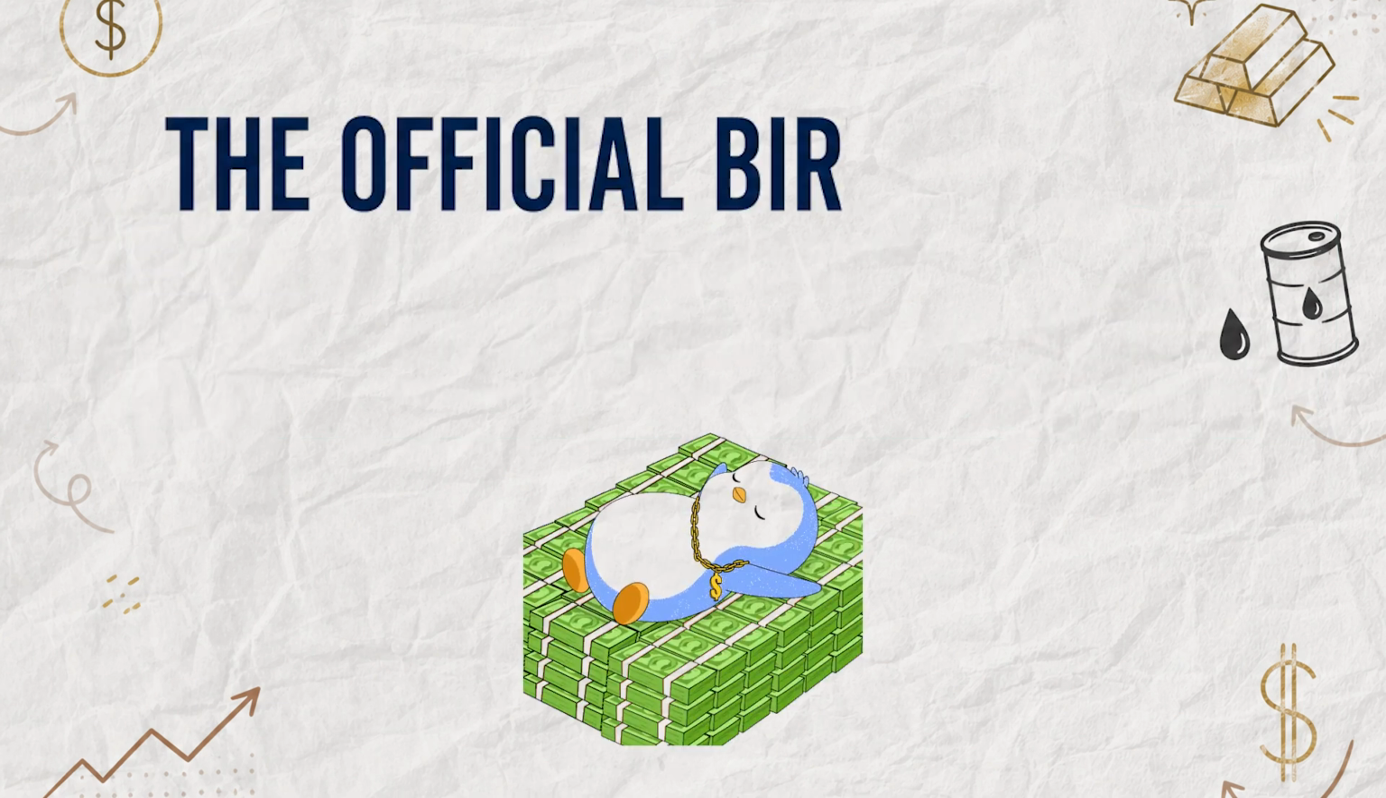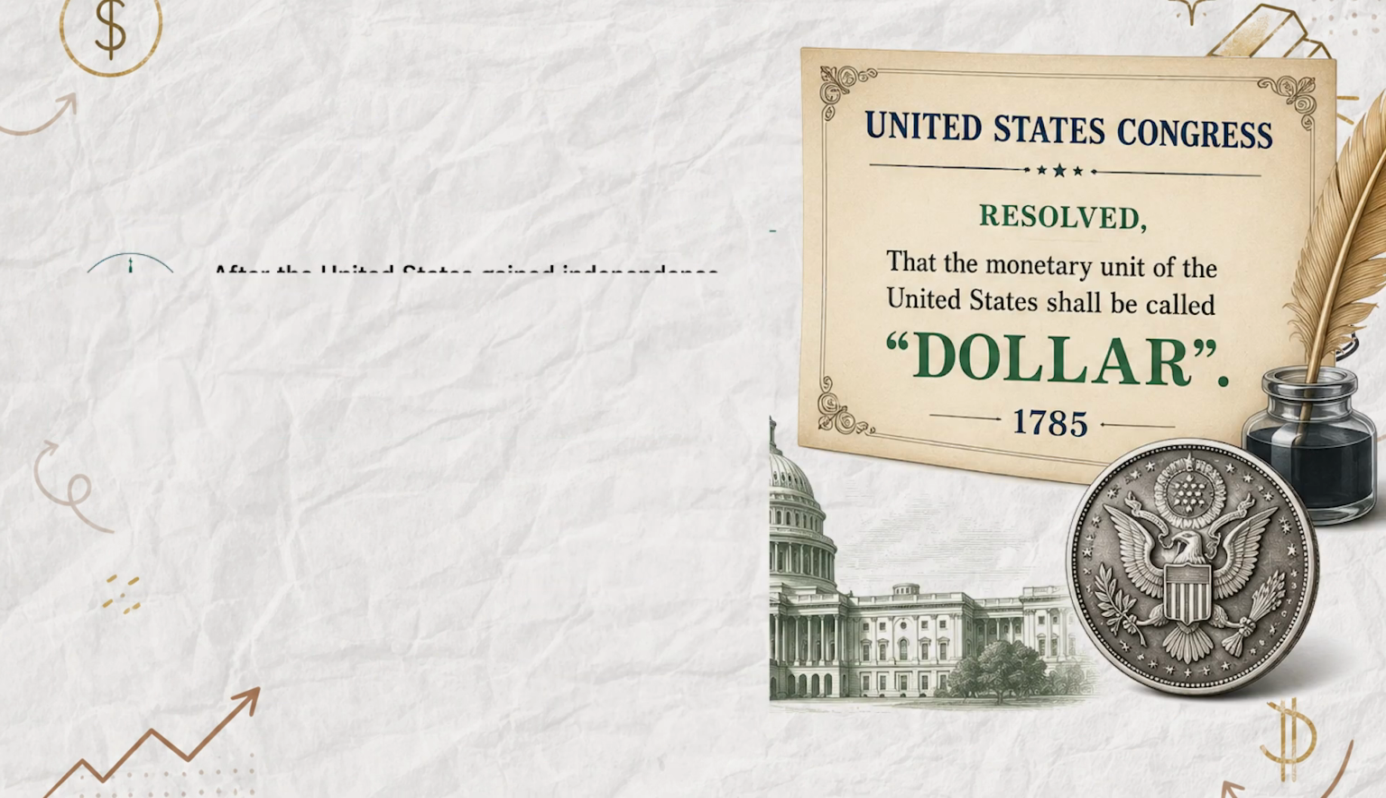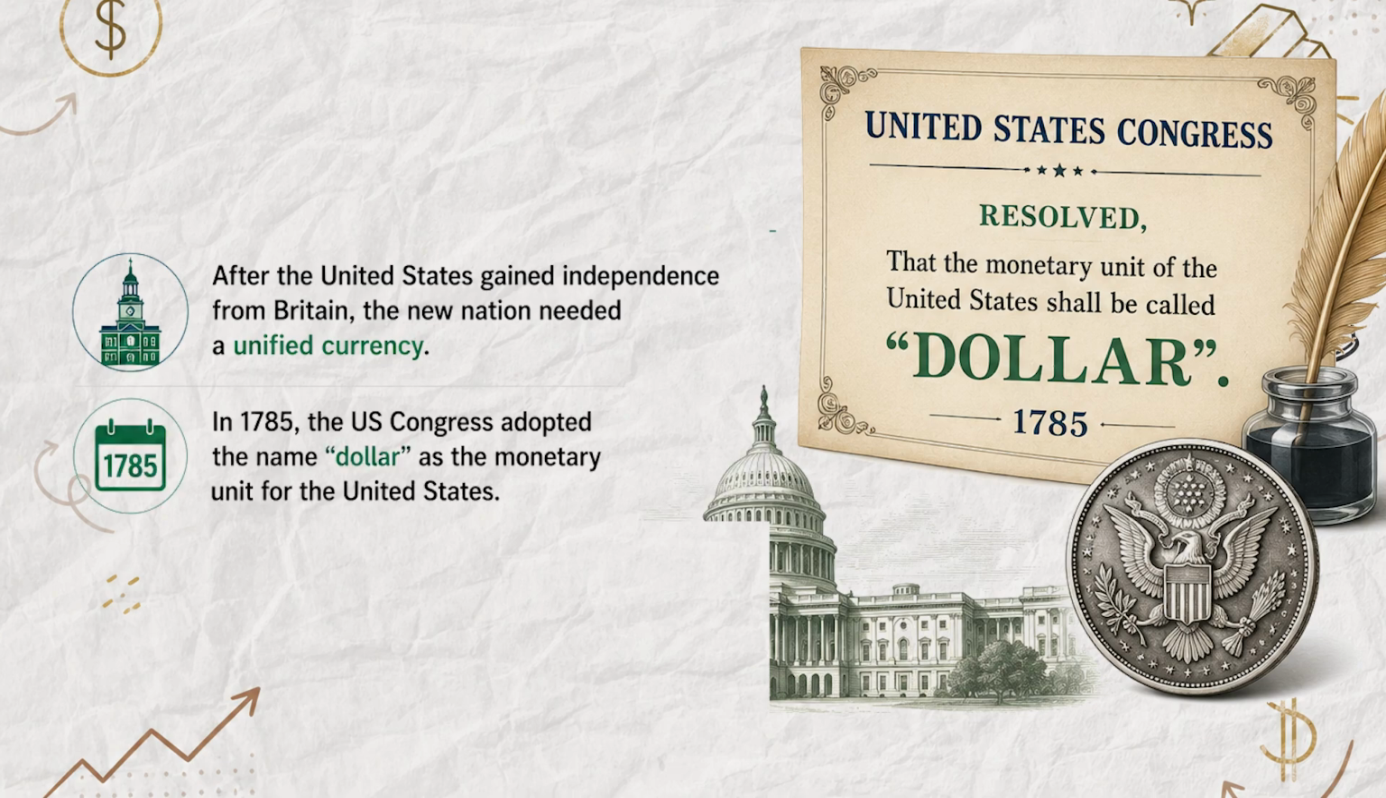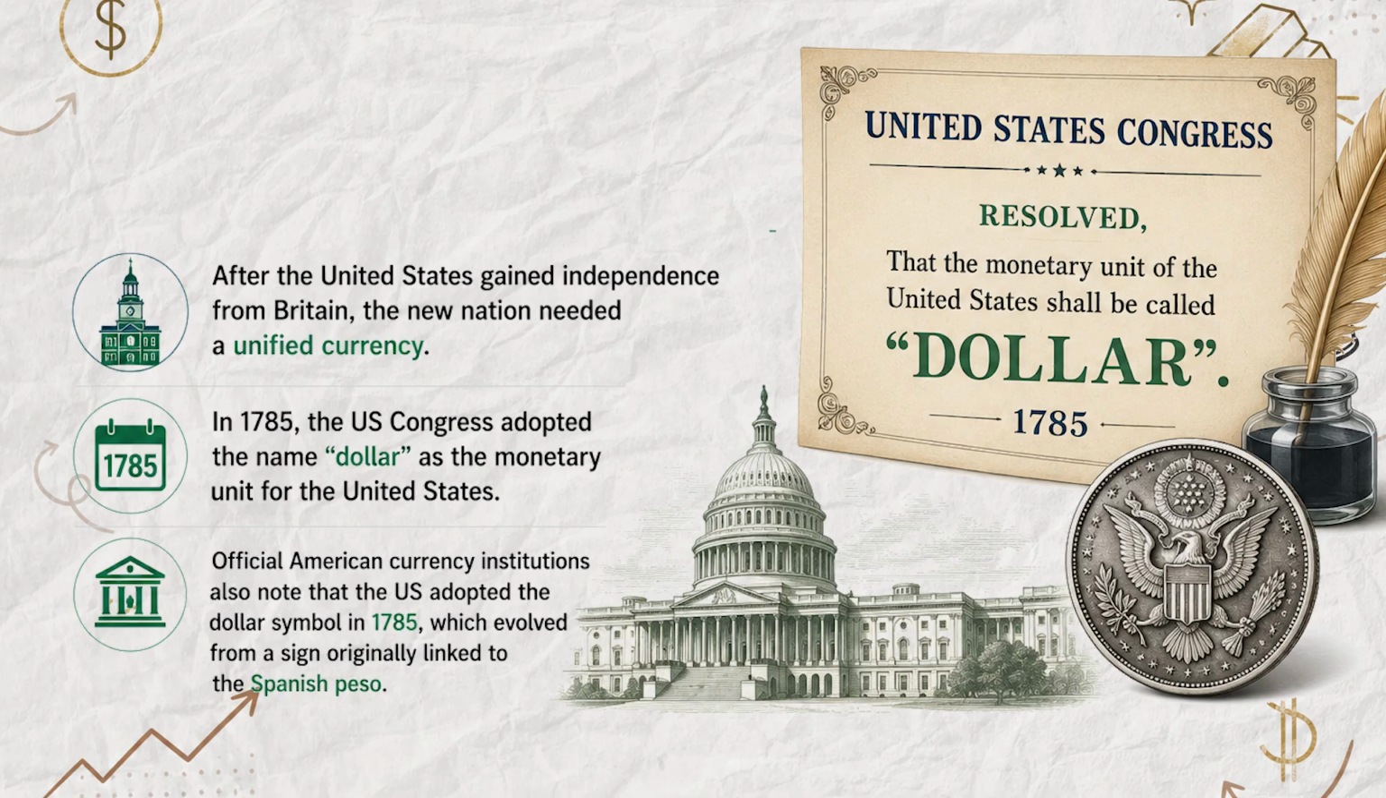The official birth of the US dollar. After the United States gained independence from Britain, the new nation needed a unified currency. In 1785, the US Congress adopted the name dollar as the monetary unit for the United States. Official American currency institutions also note that the U.S. adopted the dollar symbol in 1785, which evolved from a sign originally linked to the Spanish peso.